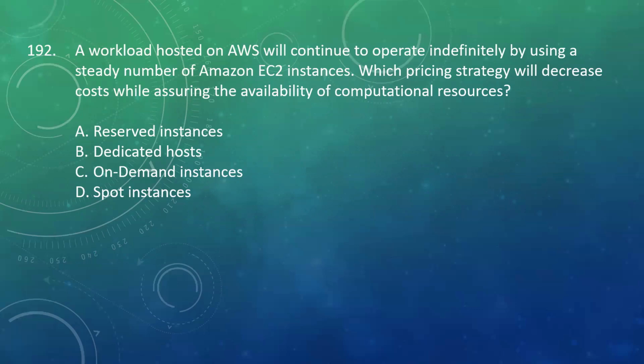The pricing strategy that will decrease costs while assuring the availability of computational resources for a workload hosted on AWS is reserved instances. You might be tempted to pick spot instances here, as they are more cost effective than reserved instances, but they are not suitable for workloads that require continuous availability, which is the key to this question, as they can be disrupted if the spot instance price exceeds your bid.